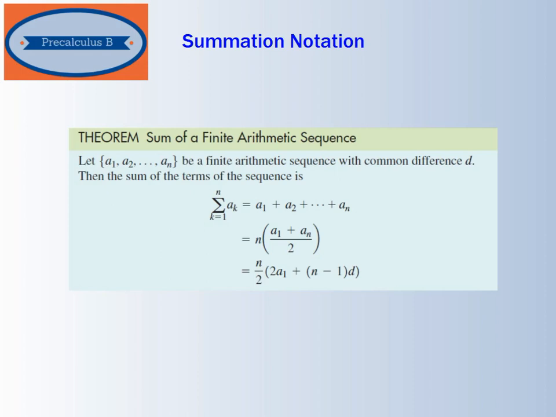This is exactly what we did on that summation from 1 to 100. We took 1 plus 100, got 101, divided it by 2, and that gave us 50.5, and we multiplied it times 100, and it gave us 5,050. So this is the same thing as n over 2 times (2 times a sub 1 plus n minus 1 times d). All right, this is how we would find the sum of an arithmetic sequence.